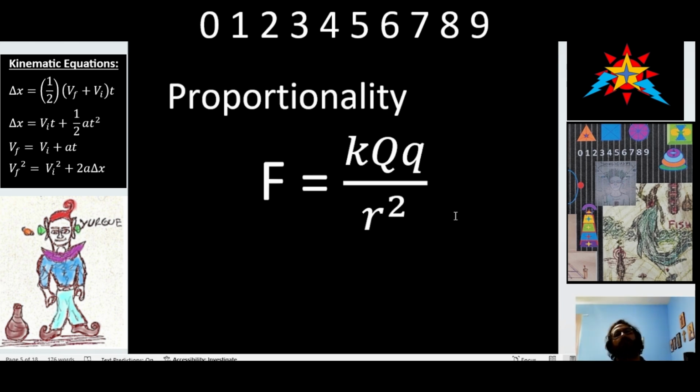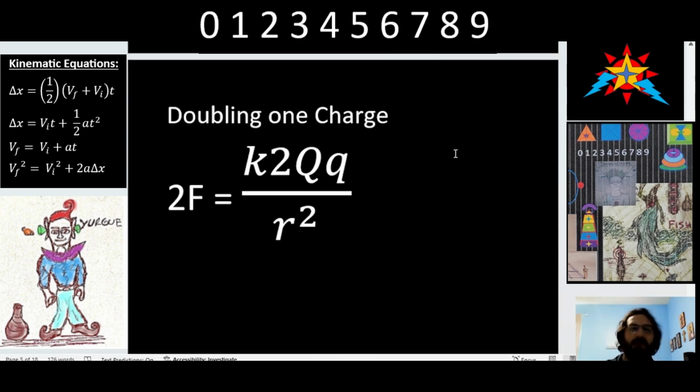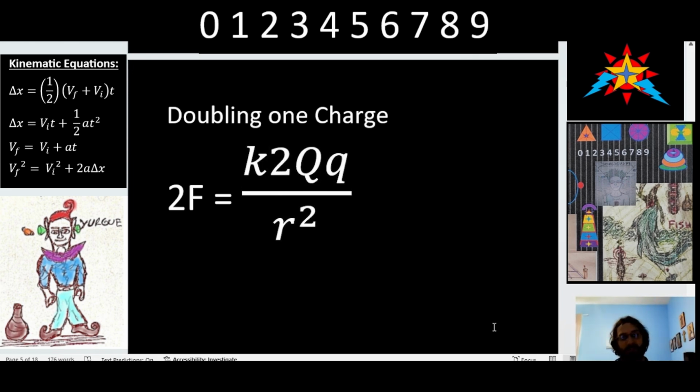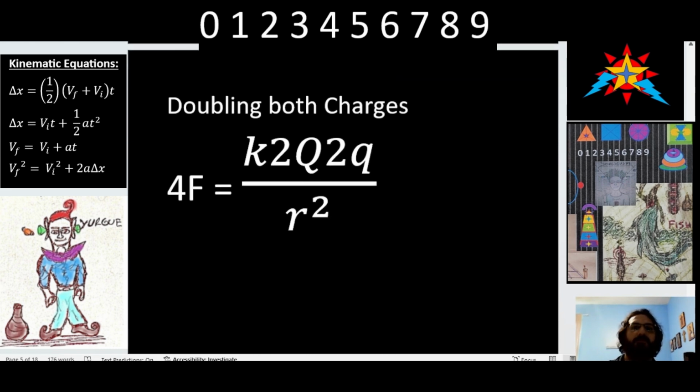But we also use proportionality to describe things without knowing the actual numbers. For example, we know the equation is F equals K Q Q over R squared. Now, if we double the charge in one of the particles, that means we're going to have twice as much force between the particles. And we know that just from proportionality. We don't know what the charges are. We don't know what their distances are. But if we double one of the charges, we double the force. Now, if we double both charges, the force increases 4 times. So this is the mathematics of proportionality.